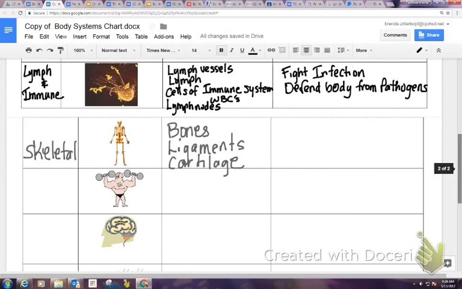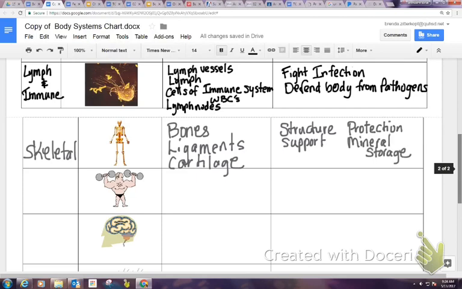And for our function for the skeletal system, it's going to be to provide the body with structure, support, protect vital organs, but let's not forget mineral storage, and it acts as a system of levers, so we've got movement. So we can move in a much more sophisticated way. Without our skeletal system, we would move like an amoeba, like a blob.